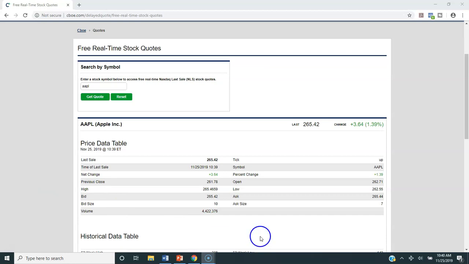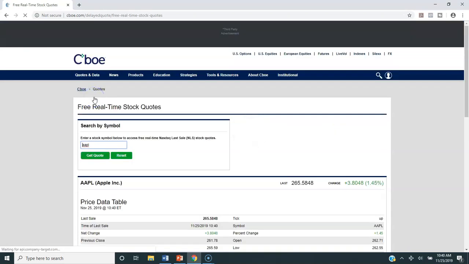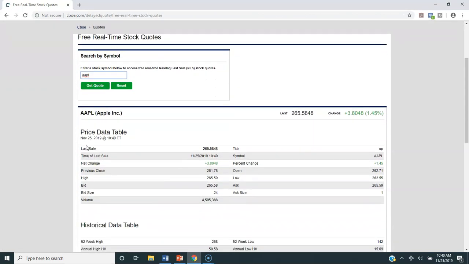So what we're looking at here is Apple, ticker symbol AAPL, and again the site is www.cboe.com. That stands for the Chicago Board Options Exchange, but you can get stock quotes out there as well as option quotes, okay? So you just type in the ticker symbol, hit the get quote button, and then the quote comes up. And you can see here that I'm recording this video on November 25th at 10:40 a.m. Eastern time. So again, you and I buy at the ask, we sell at the bid, right?